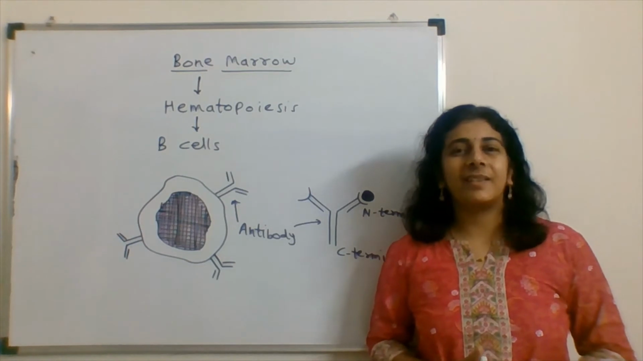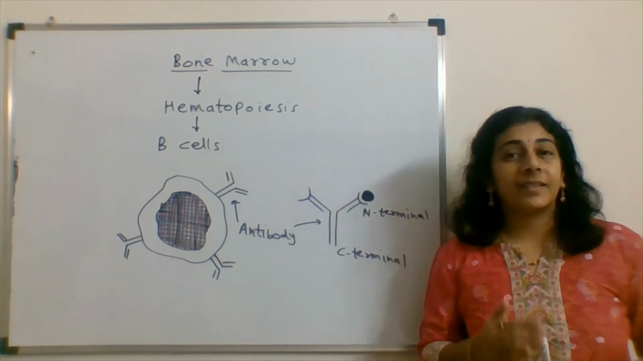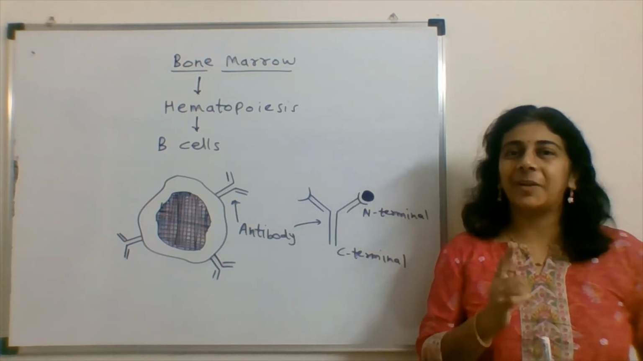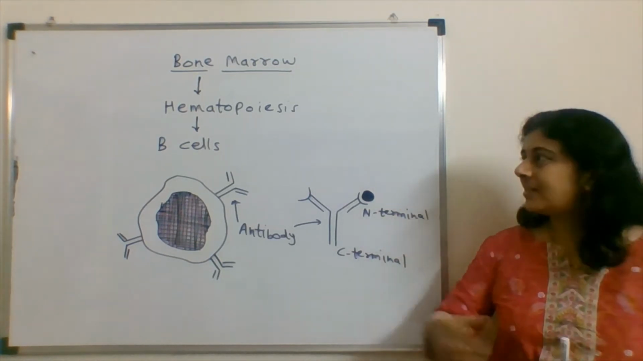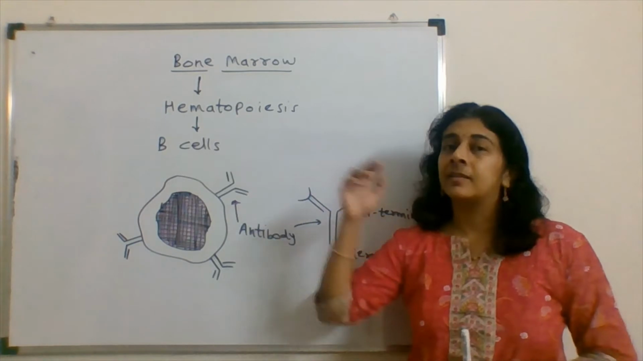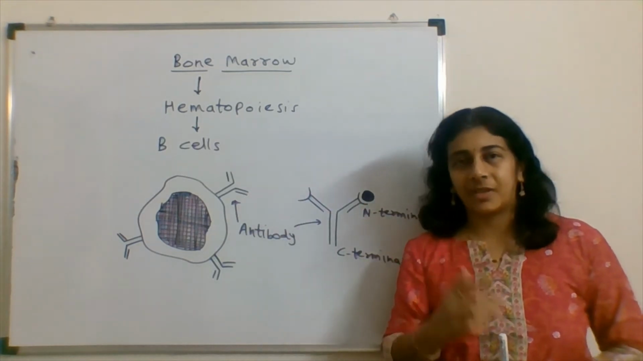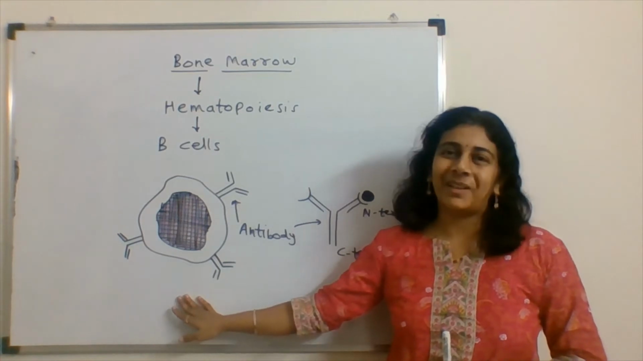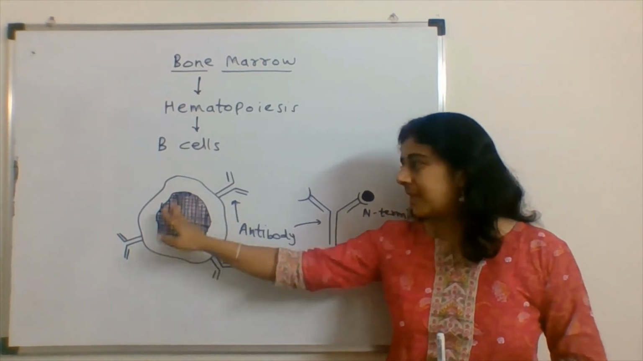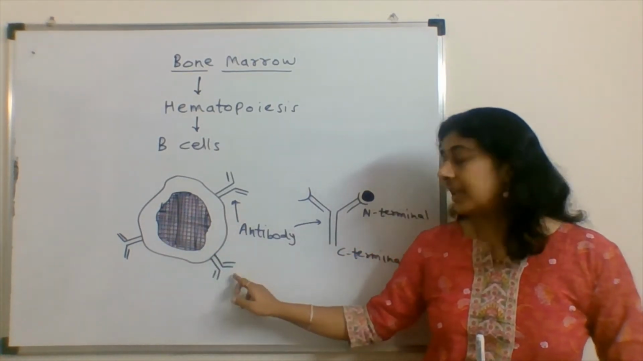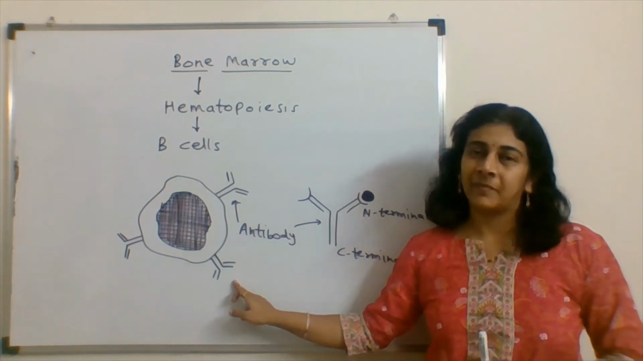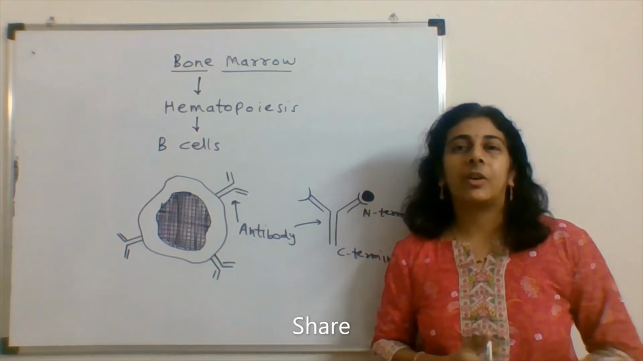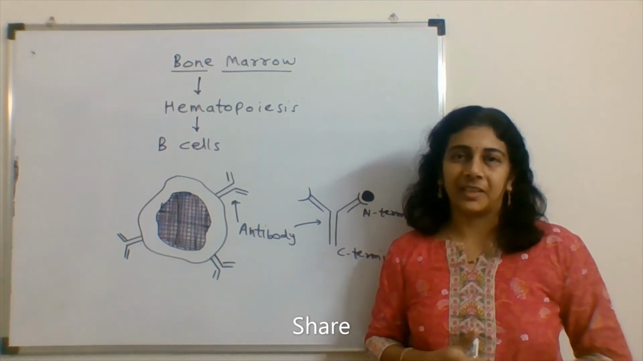About B cells. These are synthesized and mature in bone marrow. That's why B cells. Remember this, B cells are synthesized and mature in bone marrow. This is a simple diagram of a B cell. It has a nucleus and surface receptors. Membrane bound receptors are there on the B cell, which we call an antibody.